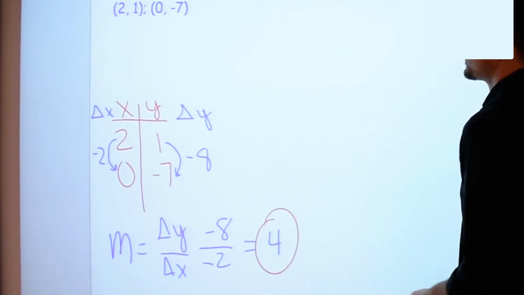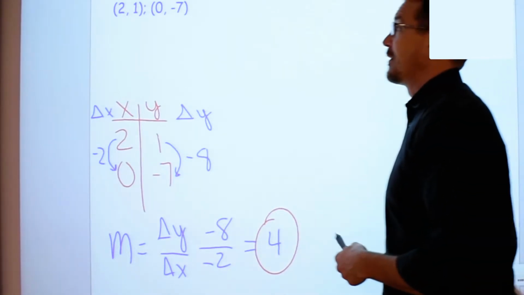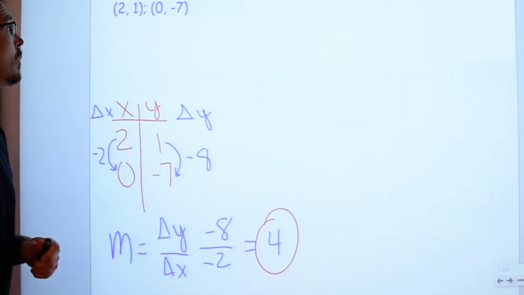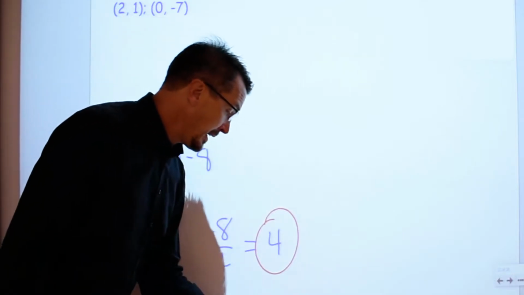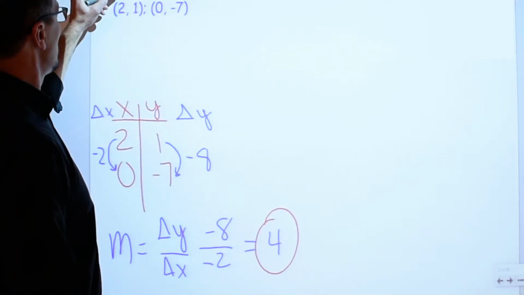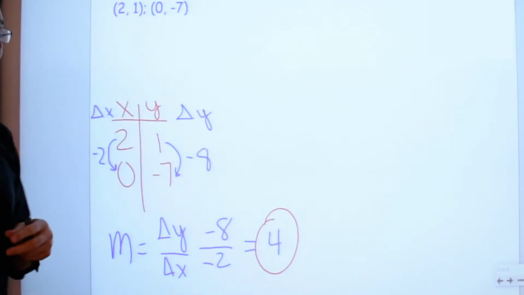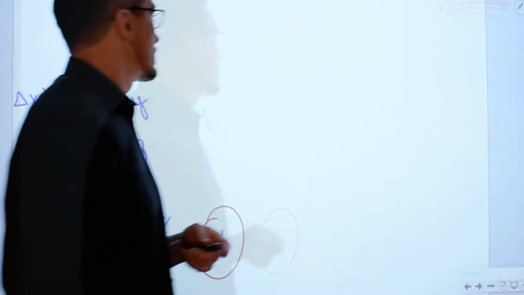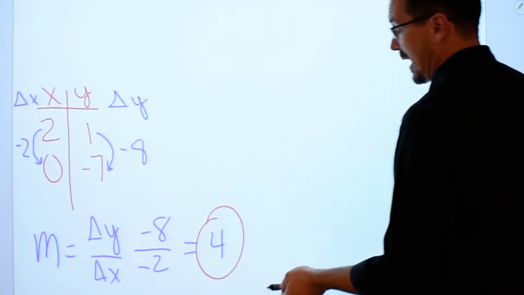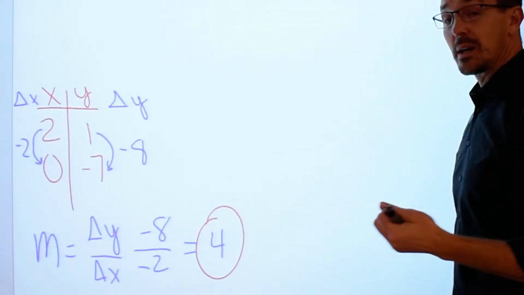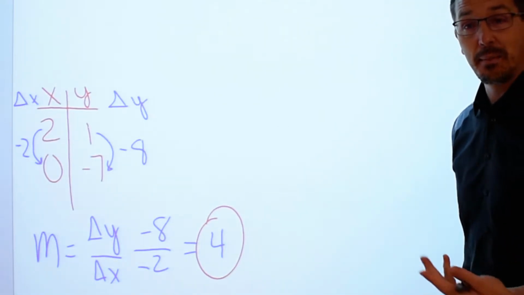I have my slope. Now I got to pick a point. I have the point (2, 1) and (0, -7). To me, the easier point is (2, 1), because those seem like easy numbers. There are no negatives, so I don't have to do anything to the sign. So now that I have my point that I want to use and my slope, and by the way, try using the other point and see if you get the same answer as me.